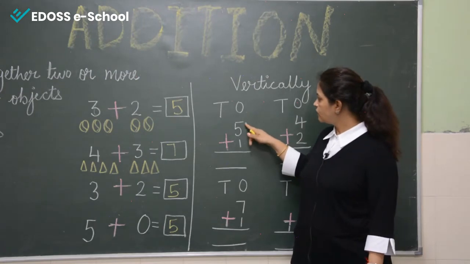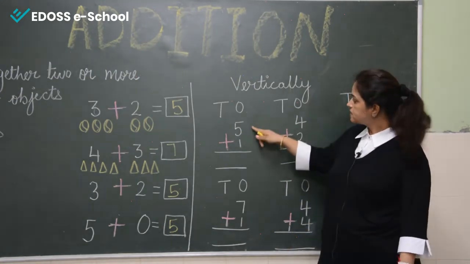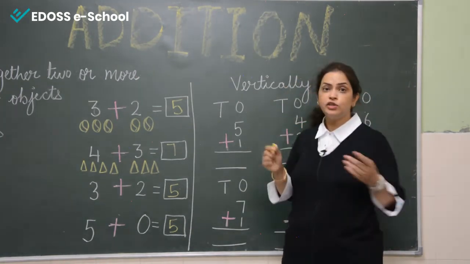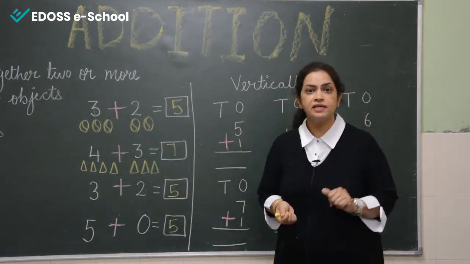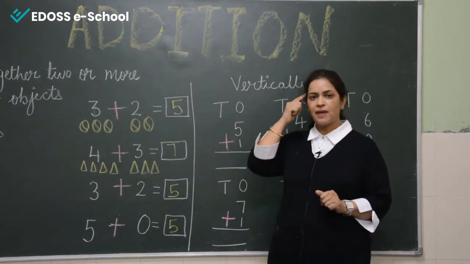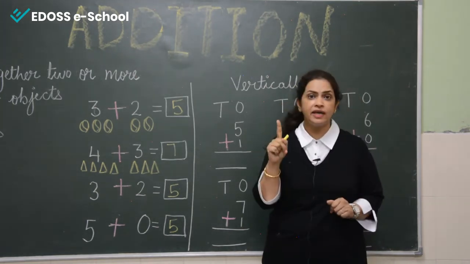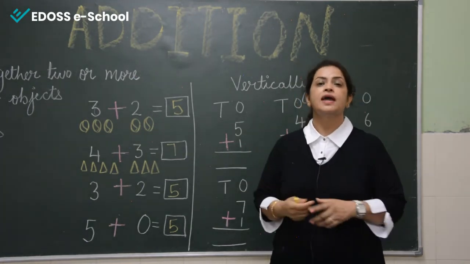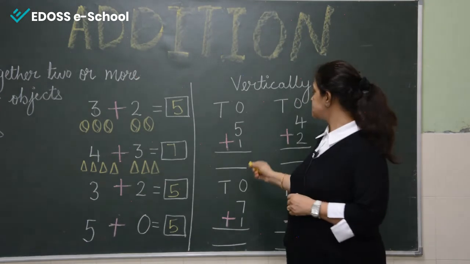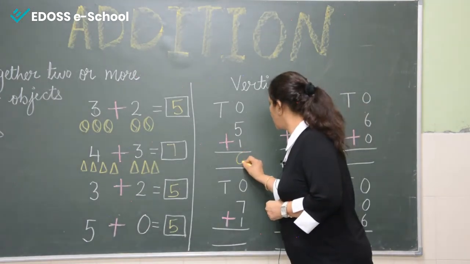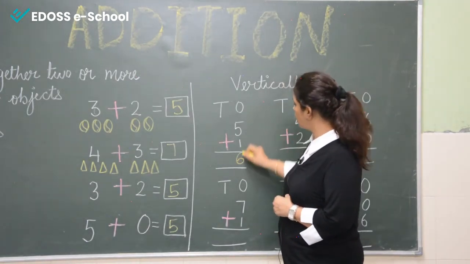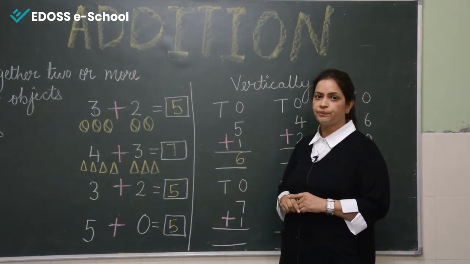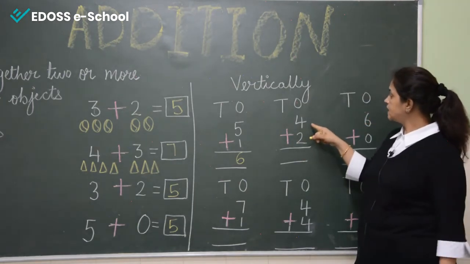This is 5 plus 1. What is this number? 5. So you can either draw 5 objects or you can use your magic fingers. So how we did it? 5 in our mind and 1 finger out. So count after 5. What comes after 5? 6. So the sum will be 6 and you have to write it down here below once as this is a single digit number. Okay, now what is the next number?